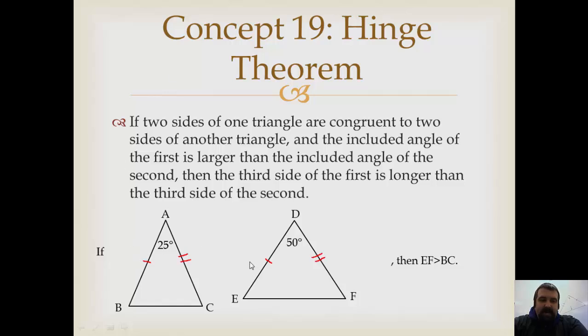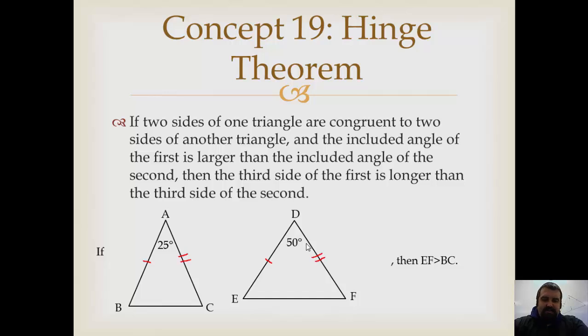If two sides of one triangle are congruent to two sides of another triangle, and the included angle is different, then the sides across from that included angle match up in the same way. If angle D is larger than angle A, then segment EF is longer than segment BC.